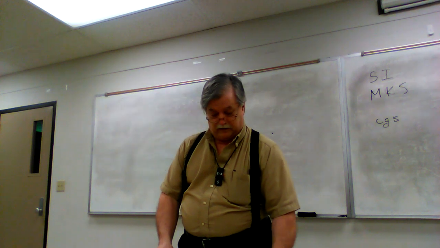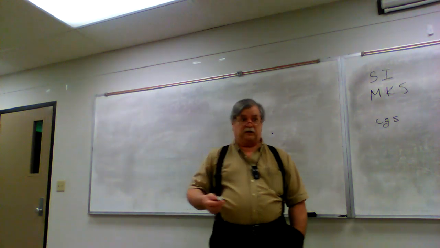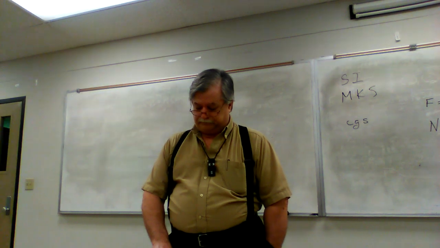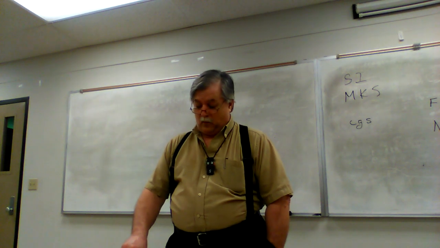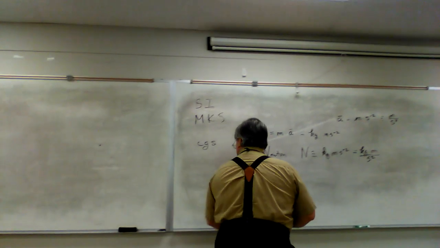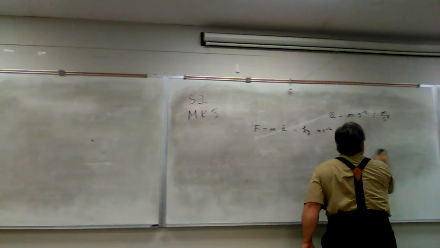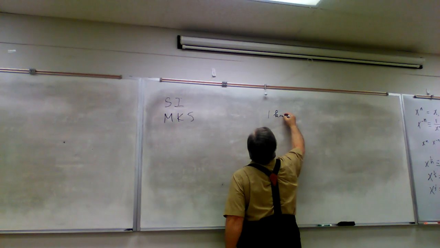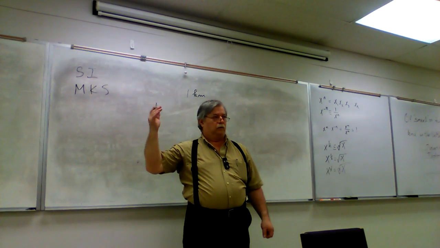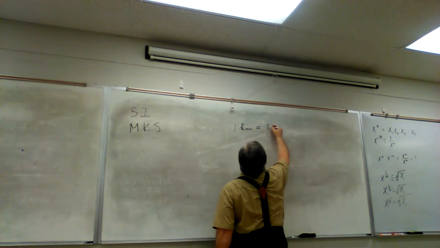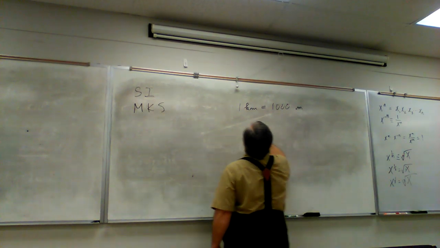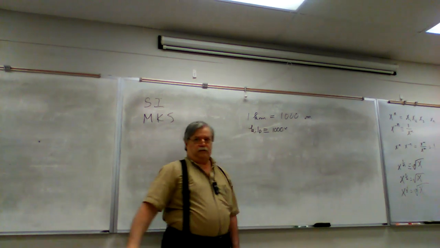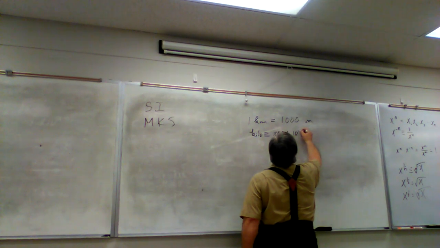We talked about the difference between power of 10 notation and scientific notation, and the difference mainly involving those prefixes. 1 kilometer, by definition, equals 1,000 meters, because kilo is defined as 1,000, or 10 to the 3.